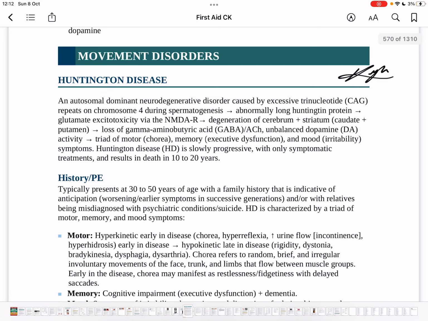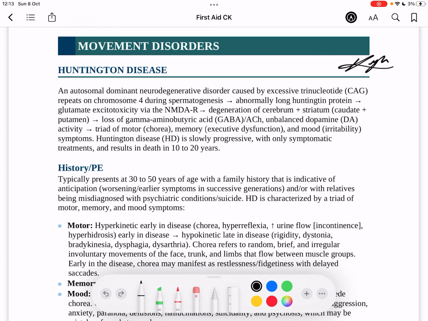Hello and welcome to a video on movement disorders. This is part of the Neurology chapter of Step 2 CK First Aid. So we're going to be talking about Huntington's disease, Parkinson's disease, and then a few other diseases related to movement. And then at the end we will be discussing a little bit about different tremors and how to distinguish between them. So we start off with Huntington's disease.